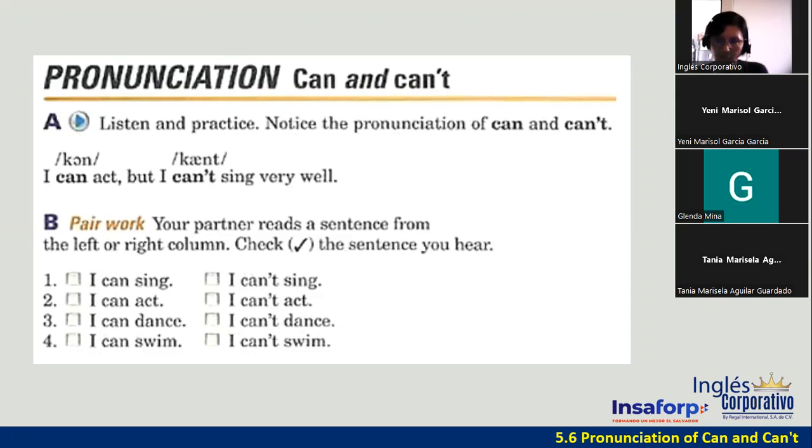I can dance, I can sing, I can act, I can swim, I can use a computer, I can cook, etc. And then with can't, you just make that sound a little bit longer, it lasts a little bit longer, and you say, I can't sing, I can't act, I can't dance, I can't swim. I can sing, I can't sing, I can act, I can't act, I can dance, I can't dance, I can swim, I can't swim. Try to also include that sound, so that the listener can understand that we're using the negative form, okay?